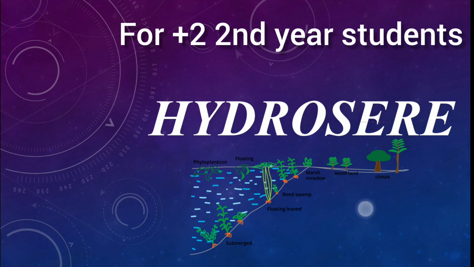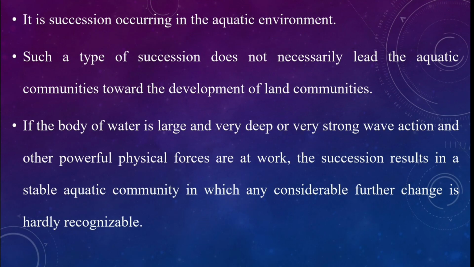Okay, so let's start. At first, it is a type of succession that occurs in an aquatic environment, but it is not necessary that it leads to the development of a land community from an aquatic community. If the body of water is very large, very deep, very strong wave action is there, or other physical forces are at work, the succession results in a stable aquatic community, the development of another stable aquatic community in which any considerable further change is hardly recognizable.